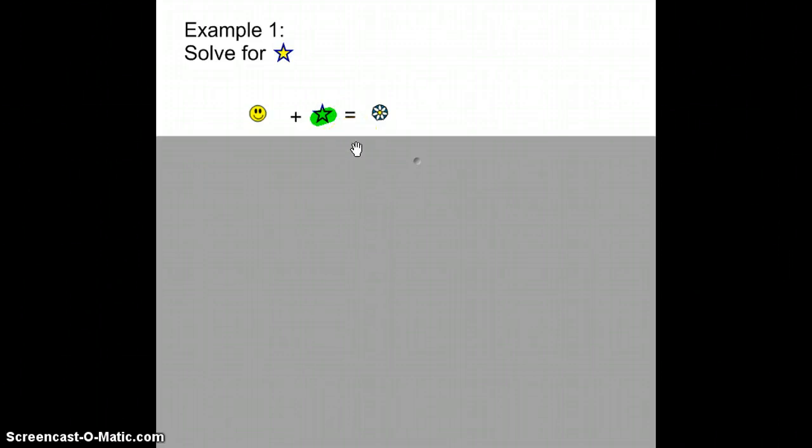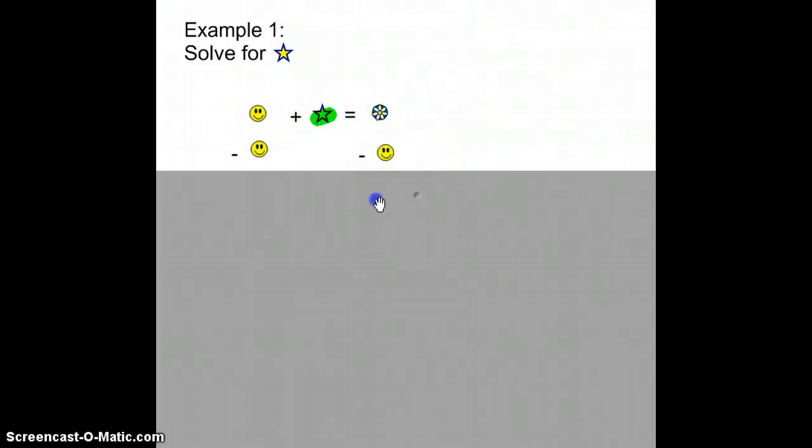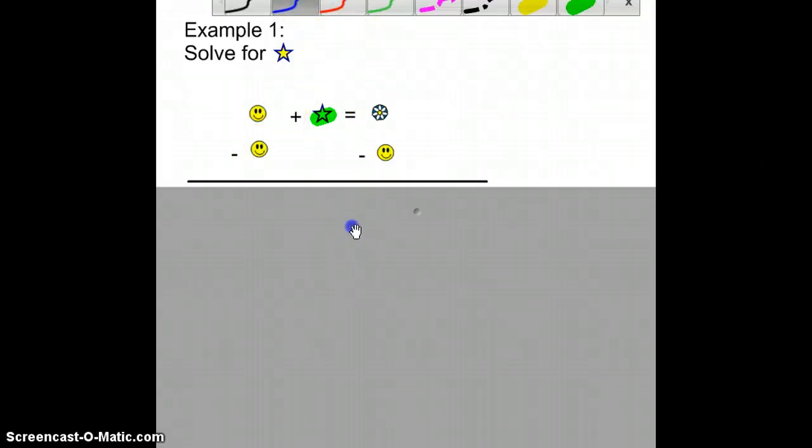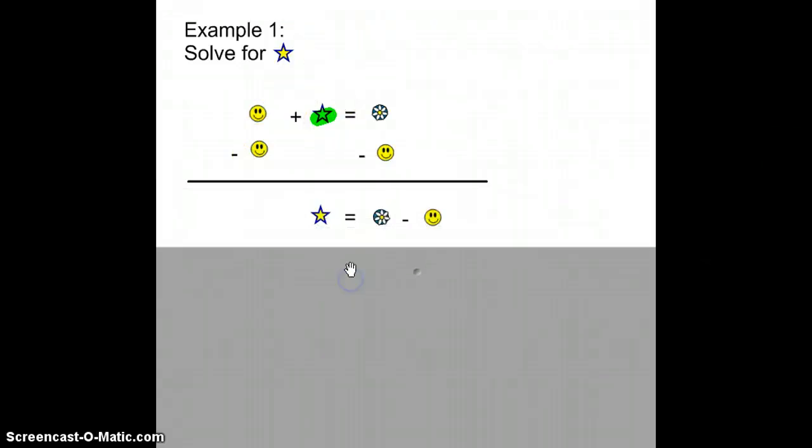Right? The rules haven't changed. What we do has not changed. We need to get the star all by itself. So we need to get this smiley face to the other side. So in order to do that, since it's a positive smiley face, we'll subtract the smiley face from both sides. Right? So once we do that, on the left side, all we have remaining is our star, right? Because the smiley faces cancel out.